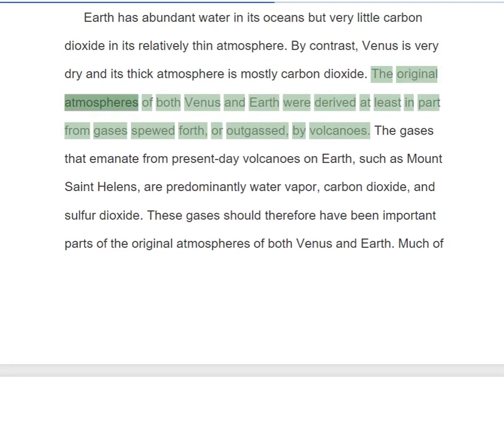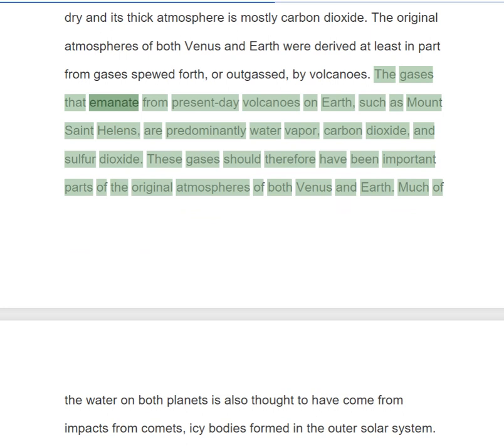The original atmospheres of both Venus and Earth were derived at least in part from gases spewed forth, or outgassed, by volcanoes. The gases that emanate from present-day volcanoes on Earth, such as Mount St. Helens, are predominantly water vapor, carbon dioxide, and sulfur dioxide. These gases should therefore have been important parts of the original atmospheres of both Venus and Earth.